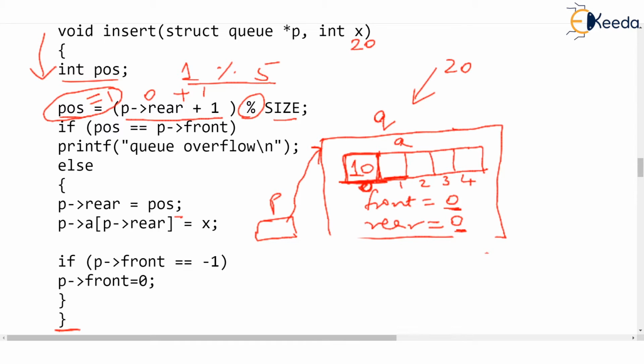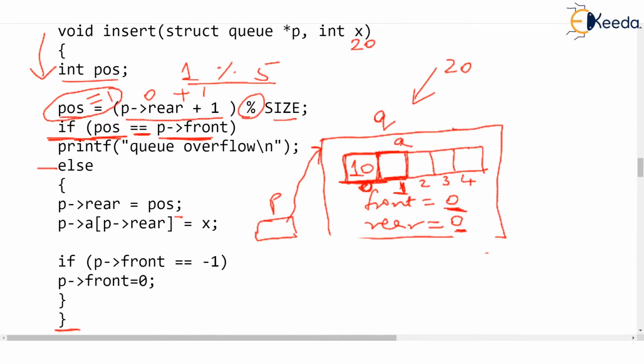Come on, that's the next available place, isn't it? So position of insertion is 1. But we don't so easily insert that value at that place. First we check for overflow. The overflow condition is: are the position of insertion and the position of front the same? They aren't, because position of insertion is 1 and front is 0. You watch this, front is 0 and position of insertion is 1, so they are not equal.